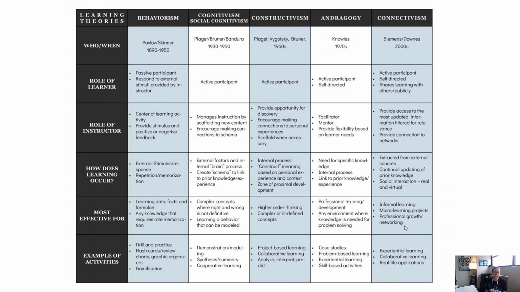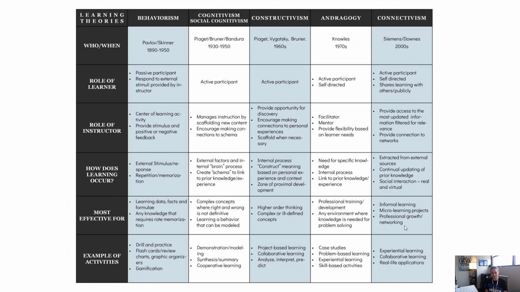Behaviorism is one of the earliest learning theories. Many of you, if you've taken psych, have probably heard of Pavlov's dog. So what that is, it's a response to a stimulus. So with our students, if we present something as positive, they are more apt to repeat it. If we present it as being negative, they're probably not going to repeat it. So it's a response to an external stimuli.